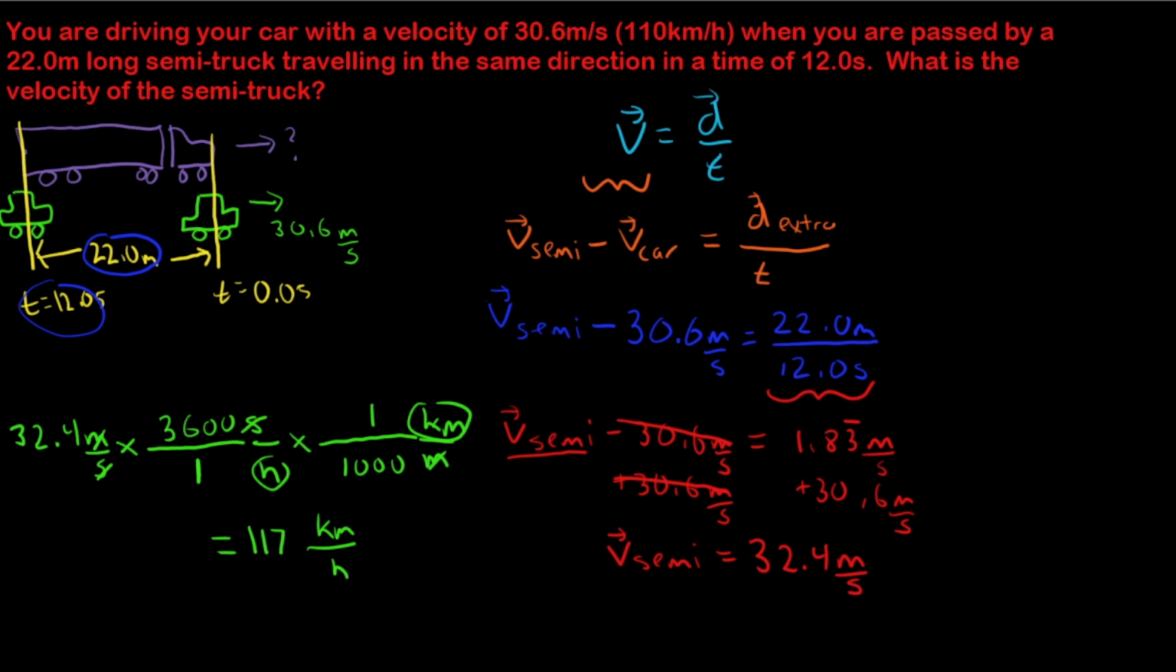In summary, we found that the semi-truck travels 117 kilometers per hour, which is 7 kilometers per hour faster than the 110 kilometers per hour that you were traveling in your car. Now let's look at a question where the semi-truck and the car are traveling in opposite directions towards each other.